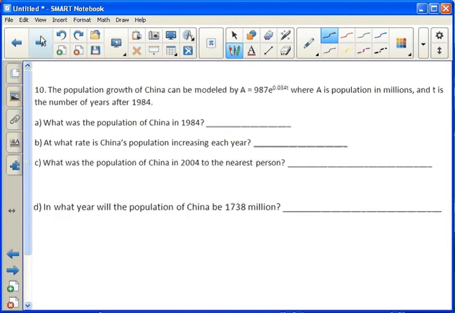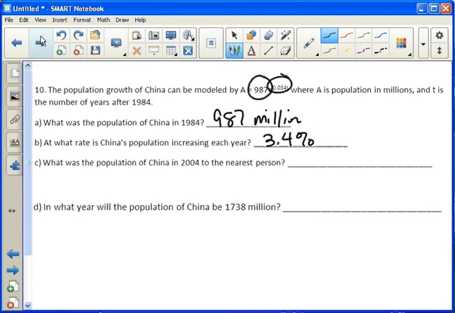Number 10, the population growth of China can be modeled by this equation, where A is the population in millions and t is the number of years after 1984. What was the population of China in 1984? Well, that's our initial time, so it's just the number right in front of here, 987 million. At what rate is China's population increasing each year? The rate is the k. 0.034 translates to 3.4%.